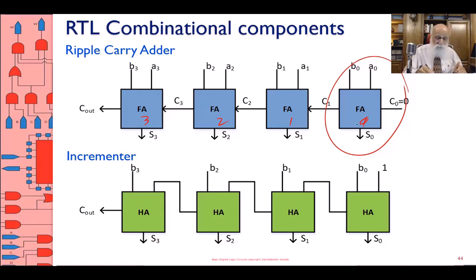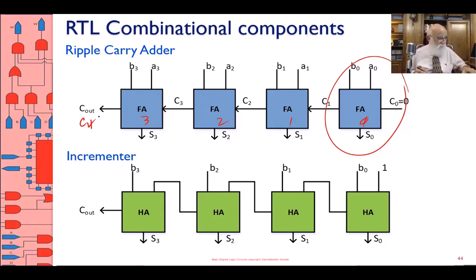The carry out is whatever bit number is plus 1. That means the carry out of bit 0 is C1. The carry out of bit number 1 is C2, and on and on. And the final carry is carry out, which is coming from bit 3, which is really C4.